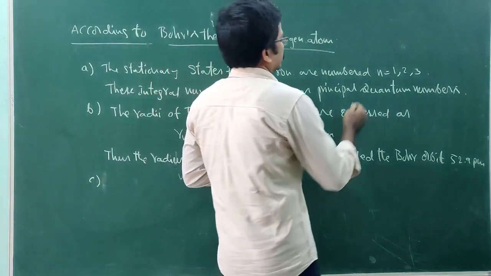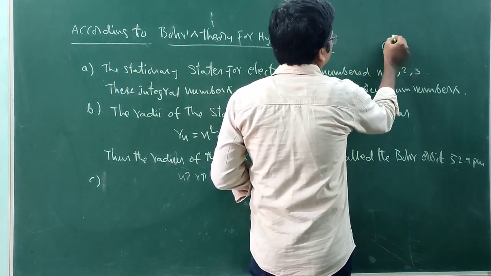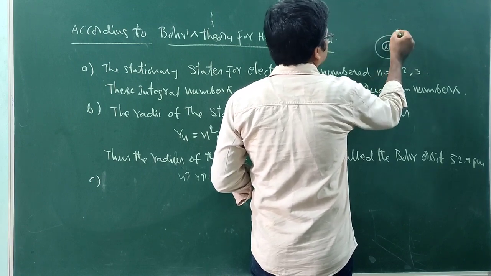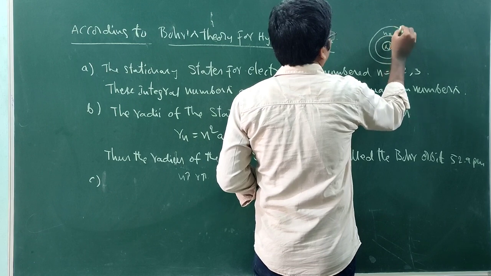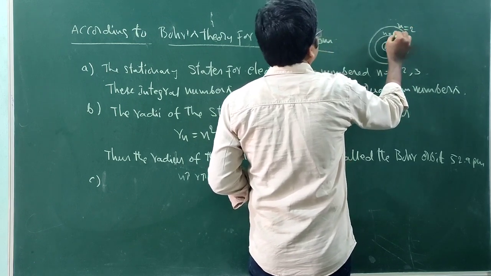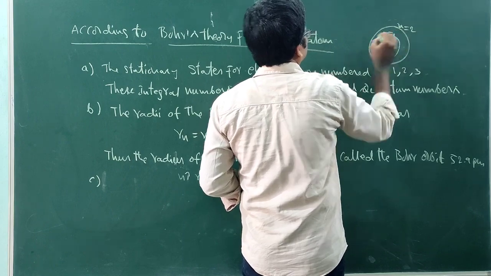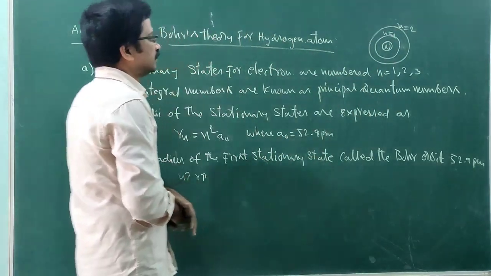Okay, let us think about it. This is the nucleus. These are circular orbits. For n is equal to 1, this is n is equal to 2. These are circular orbits.